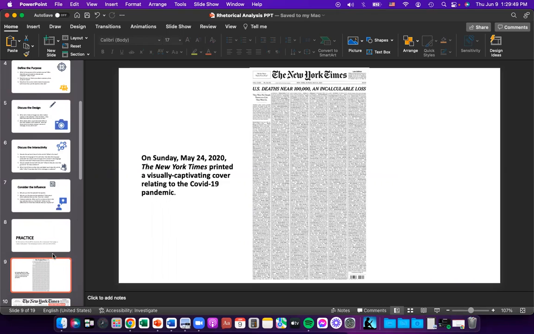On Sunday, May 24th, 2020, the New York Times printed this visually captivating cover, which related to the COVID-19 pandemic. I want you to look at this for just a second. If you're trying to figure out what exactly is on this page, I will show you. But you might have a sense of feeling overwhelmed because there is such small print, no visuals. It is just linguistic text that is just filling this page. It might feel overwhelming.